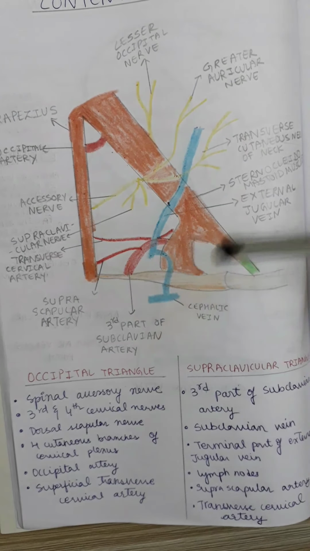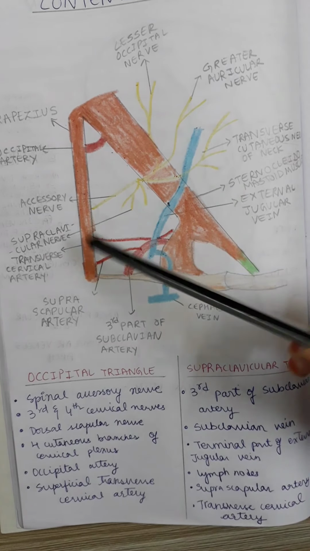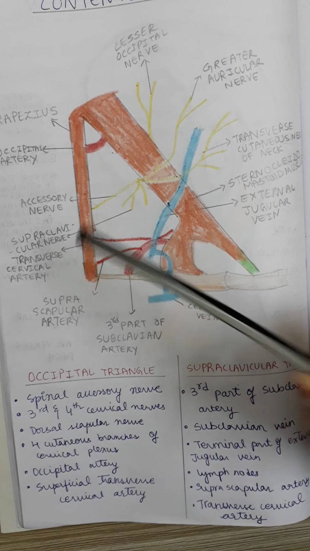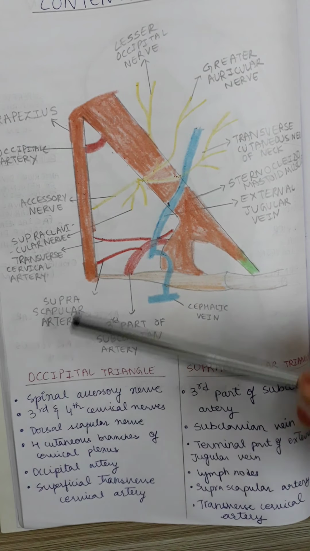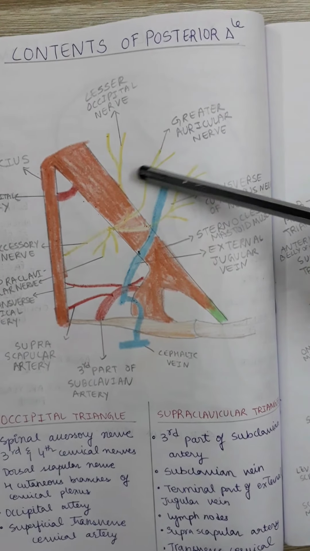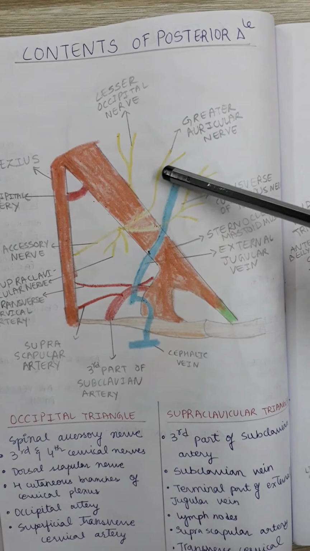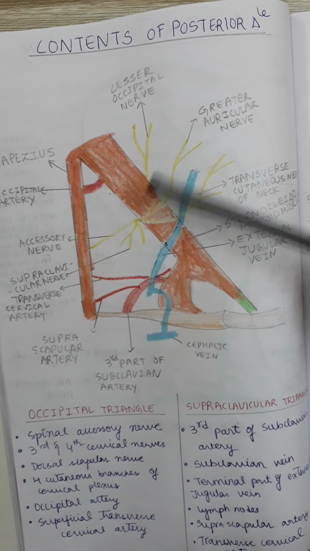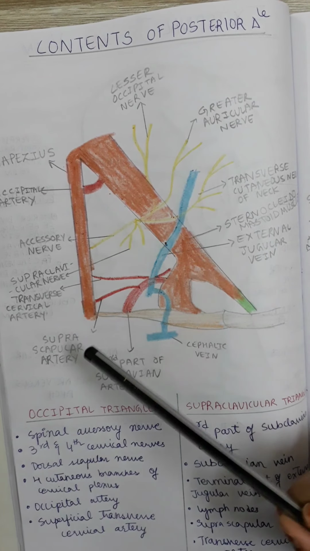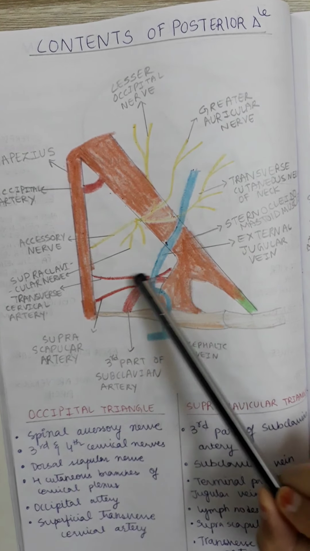And next, the spinal accessory nerve, you can remember this one. And next, the 4 cutaneous branches of the cervical plexus, which are these: lesser occipital nerve, greater auricular nerve. Next we have the supraclavicular nerve. These are enough. And finally, the transverse cervical artery.